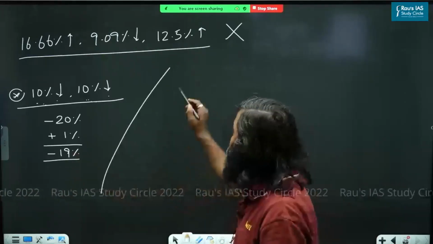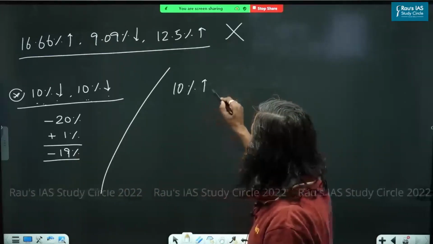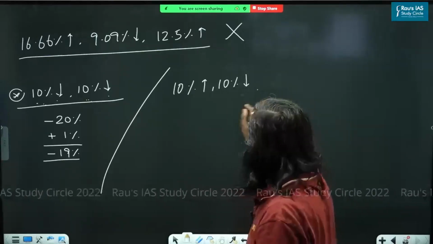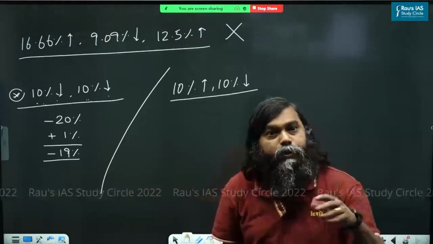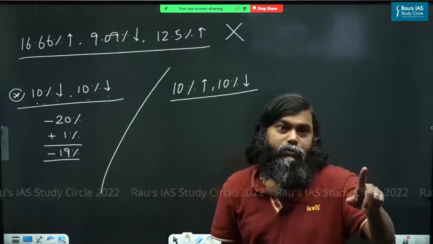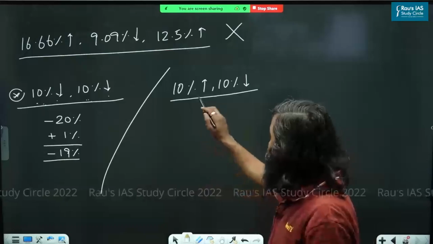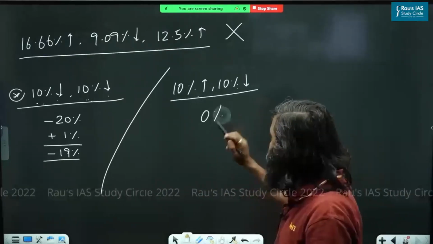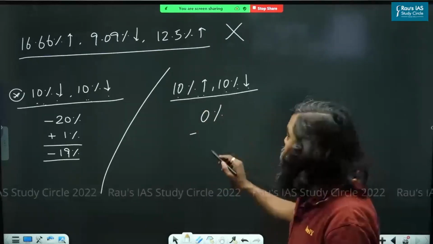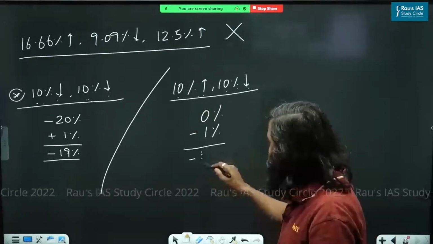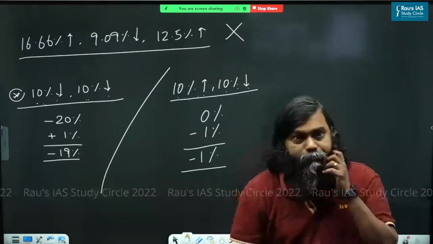For example, 10% increasing, 10% decreasing. I am saying you can avoid it. No, sir, I am habitual, I will do it very fast. You can prefer any interpretation. So here, plus 10, minus 10, 0%. Plus into minus is minus: 10 into 10 is 100, divided by 100 is 1. So the net is minus 1%.